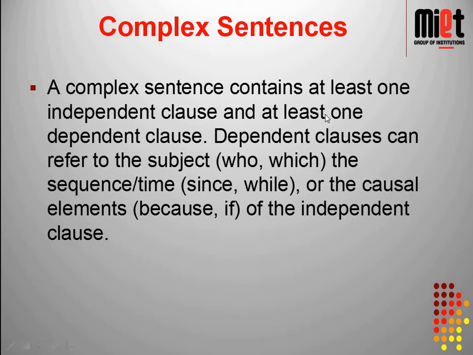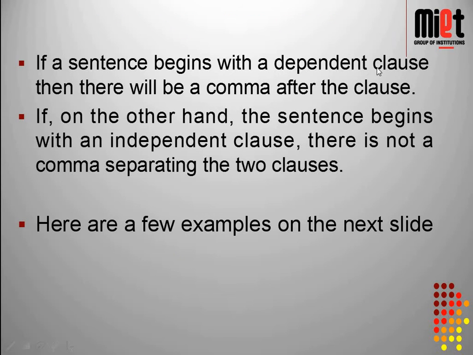Complex sentences. A complex sentence contains at least one independent clause and at least one dependent clause. Dependent clauses can refer to the subject, like who and which; the sequence of time, like since and while; or causal elements like because and if, of the independent clause. If a sentence begins with a dependent clause, then there will be a comma after the clause. If, on the other hand, the sentence begins with an independent clause, there will not be a comma separating the two clauses. Here are a few examples on the next slide.